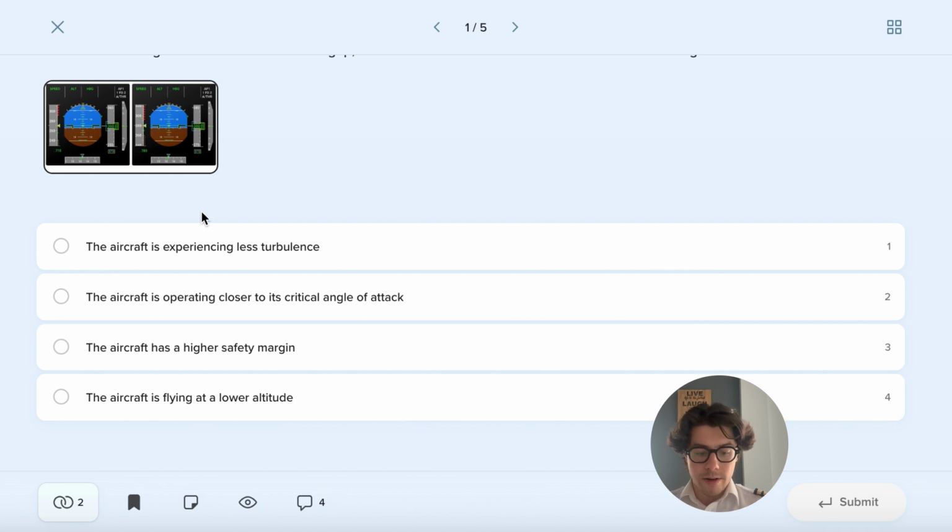So from the possible answers, of course, the aircraft is flying at a higher altitude. The aircraft has a higher safety margin? No, the opposite, it has a lower safety margin. The aircraft is operating closer to its critical angle of attack? Of course, it is, because the slow speed buffet is approaching from the left side, and we have less dense air, meaning we need to compensate for the decreased density. And of course, turbulence is not affecting us in this question.